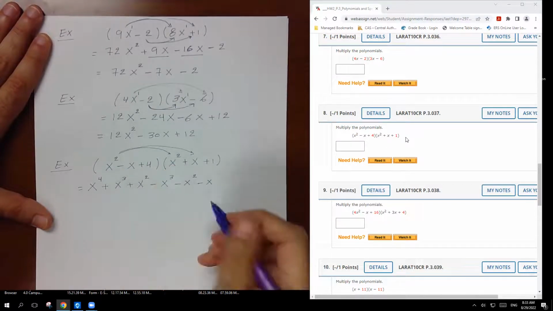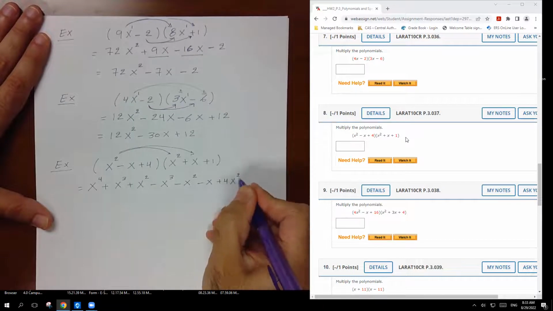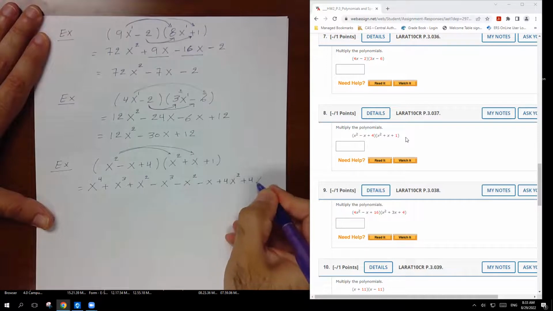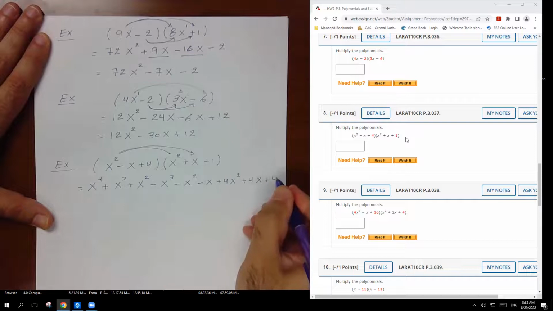Let's go to the third one. 4 times x squared, so it's going to be plus 4x squared. 4 times x is plus 4x. And 4 times 1 is going to be 4.